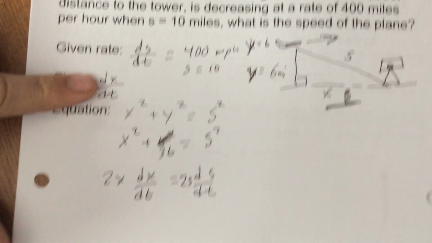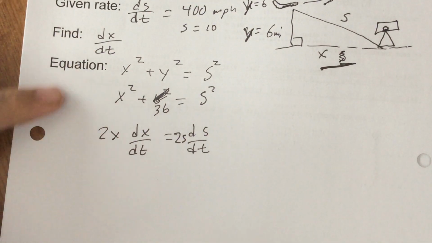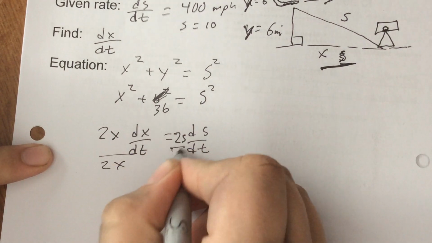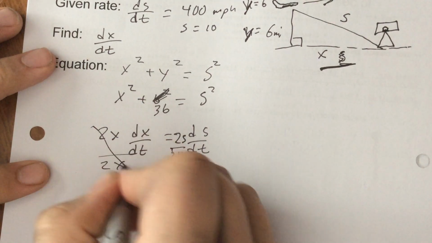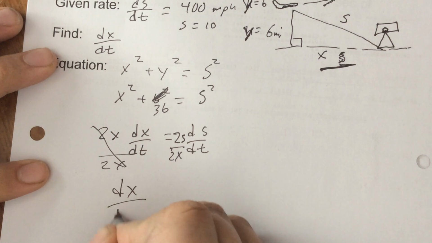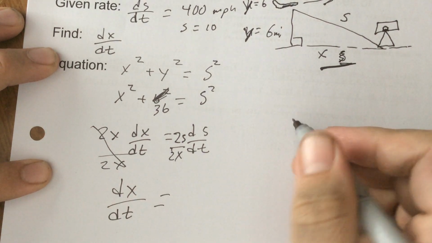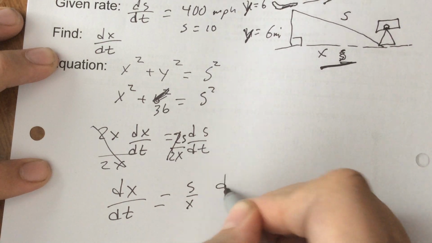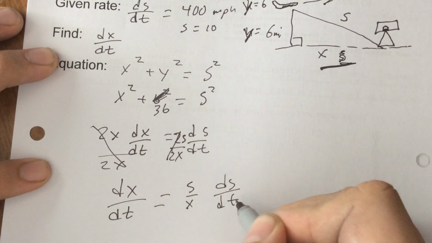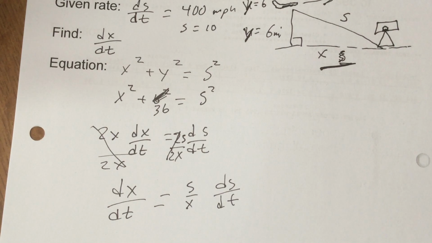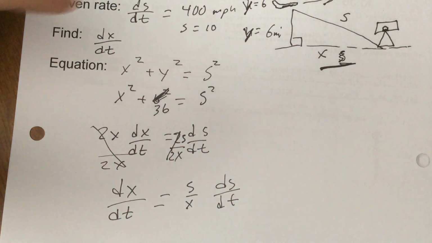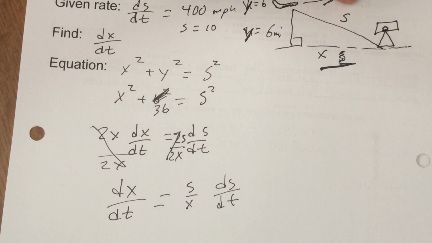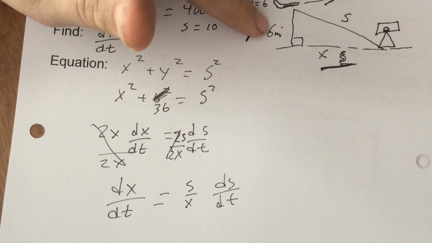So we're trying to find dx dt. So let's solve for dx dt. We're going to divide by 2x. So dx over dt would equal, well, our 2's would cancel, s over x times ds dt. So we know our s. Our s is going to be 10, but what is x? Well, right now we have 6.